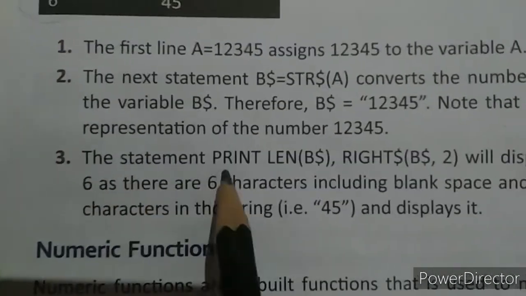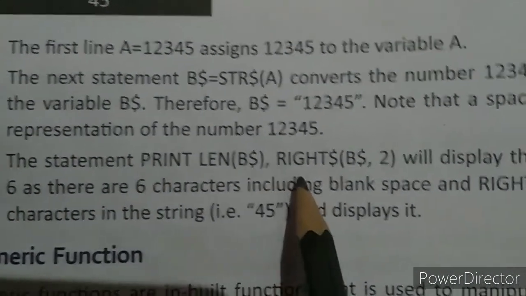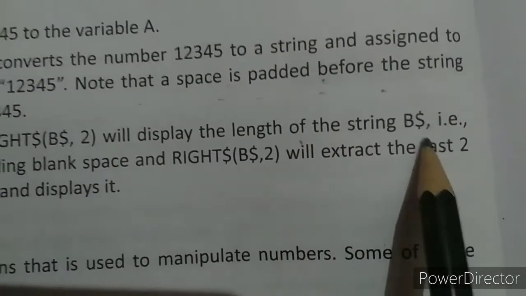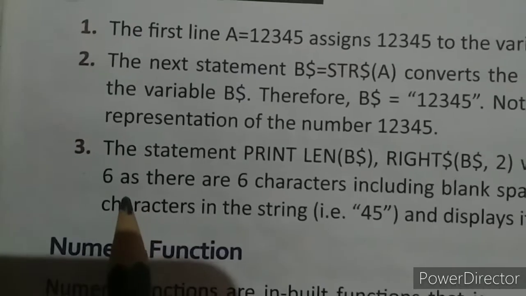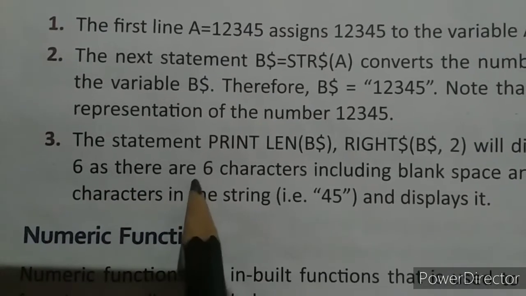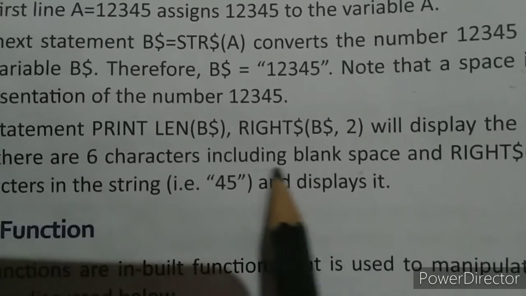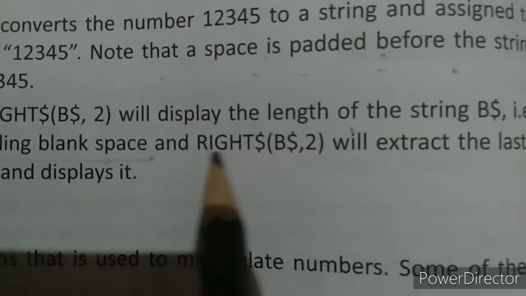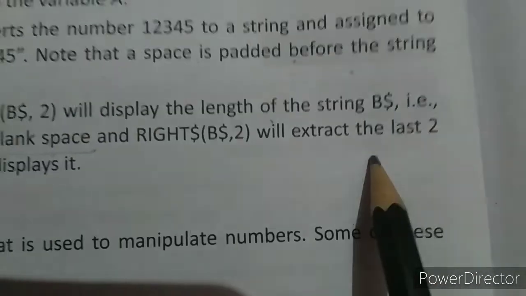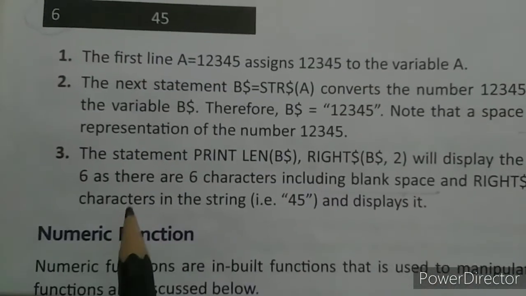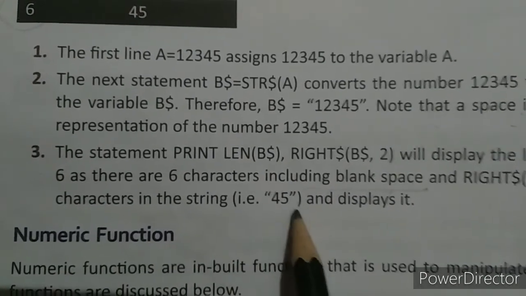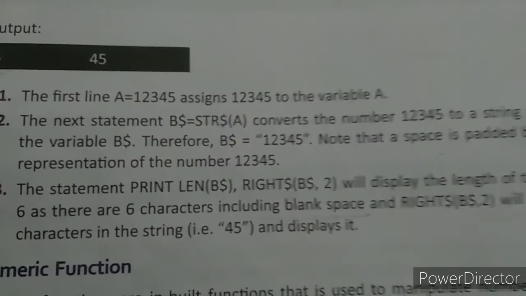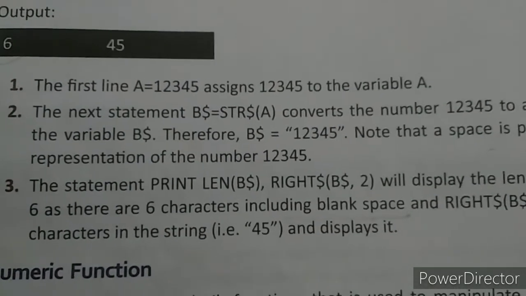Now the third point, the statement PRINT LEN(B$), RIGHT$(B$,2) will display the length of string B$, that is equal to 6. Here there are 6 characters including the blank space, right? This is very much important. And RIGHT$(B$,2) will extract the last 2 characters in the string, that is 45, and displays it. Right? This is how you can convert a number into a string.